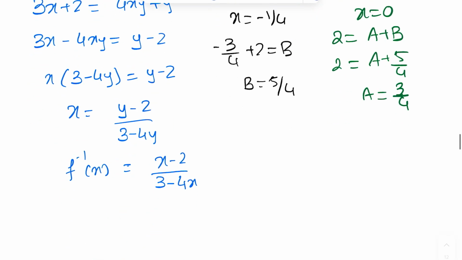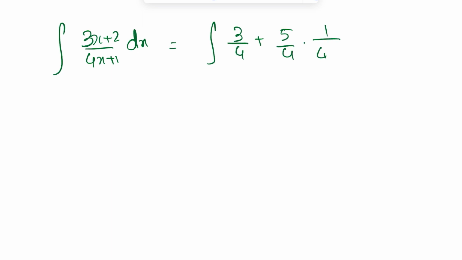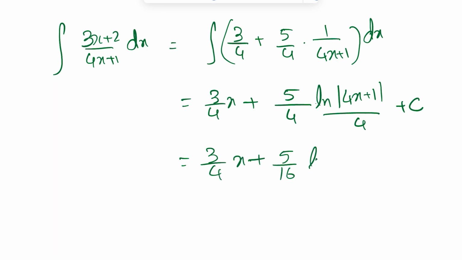Next part, what is he asking? Integral. So integral of (3x plus 2) divided by (4x plus 1) dx will be integral of 3 upon 4 plus 5 upon 4 times 1 upon 4x plus 1 dx. So which becomes 3 upon 4 x plus 5 upon 4 times ln of 4x plus 1 upon 4. Don't forget to write upon 4. So 3 upon 4 x plus 5 upon 16 ln of 4x plus 1 plus c.